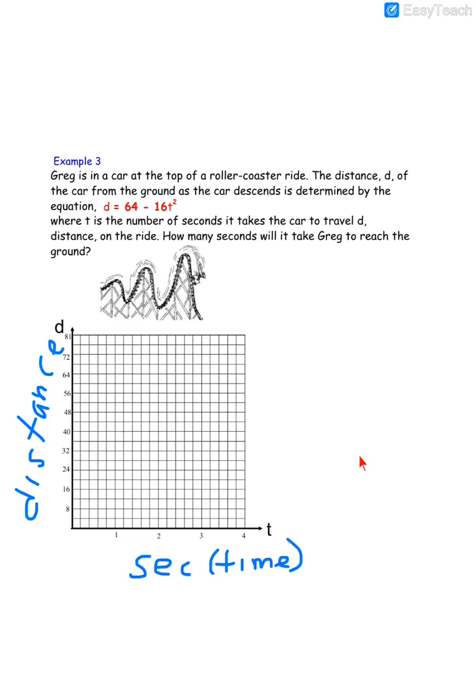So at 0, I should put a dot at 64. And again, your graph is going to be better than mine because you can graph better than me. At 0.5, which is sort of halfway in between here, 1, 2, 3, 4, 5. So 1, 2, and a little bit is 60, which is like in between here. Then at 1, it's 48. 1.5, it's 28.